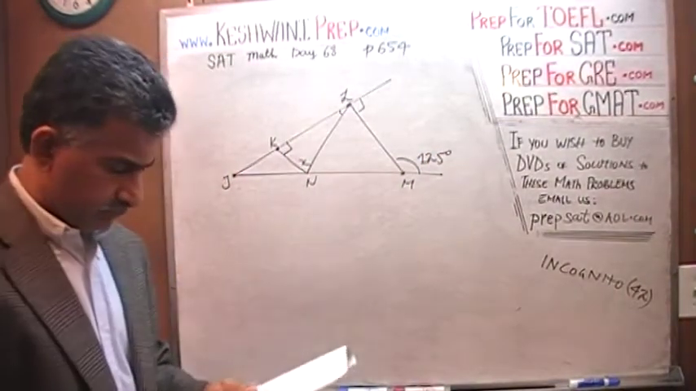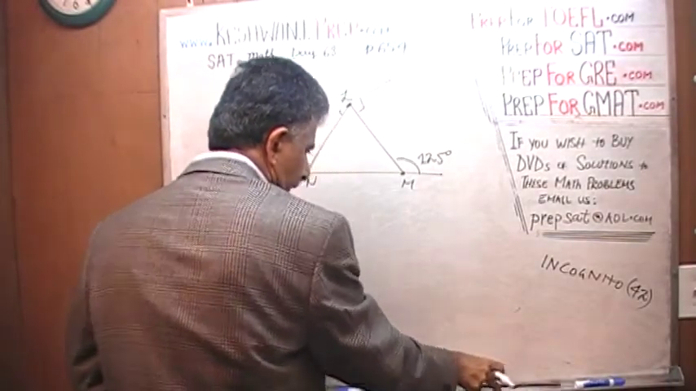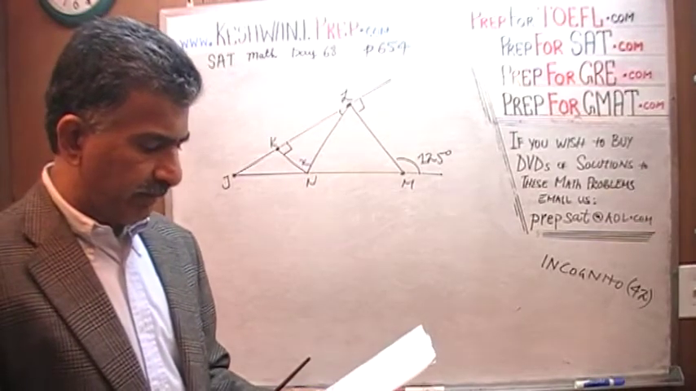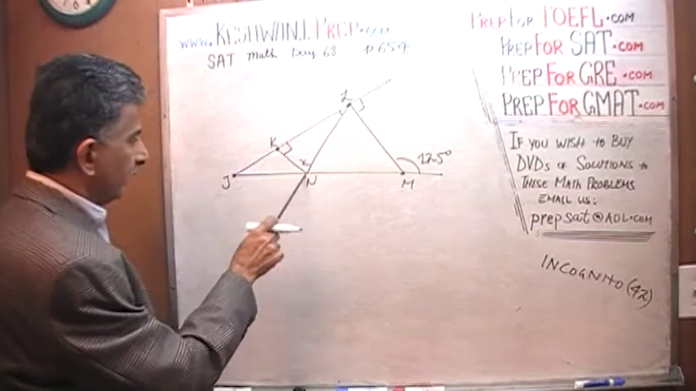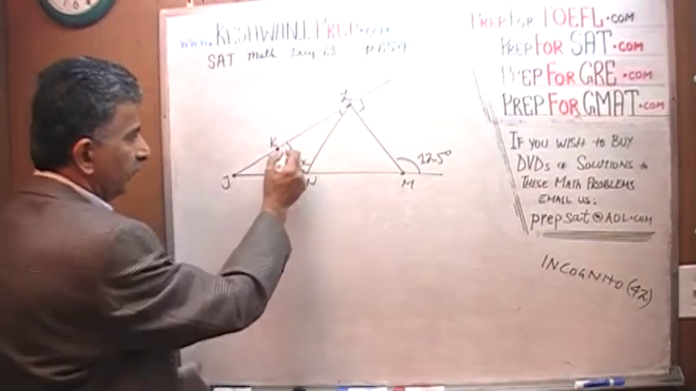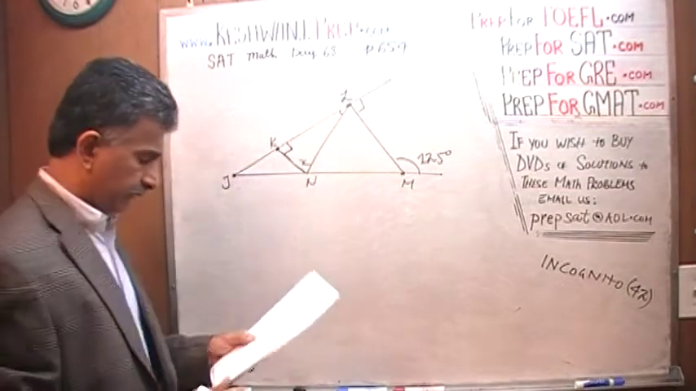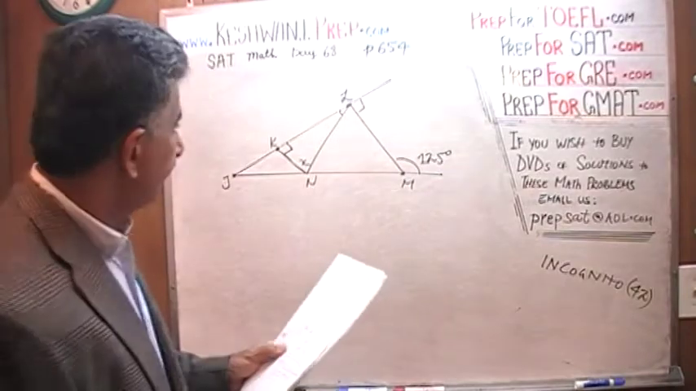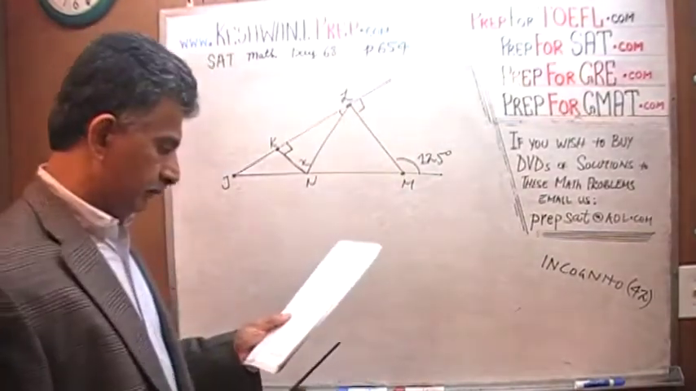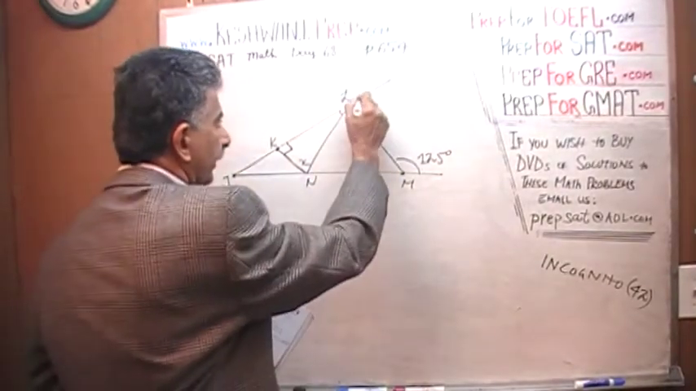What else do we know? Okay, let me get my pointer so that we can point to things as we speak. In the picture above, KN is perpendicular to JL. Right here, this line KN is perpendicular to JL. As you can see, it makes a 90 degree angle. Alright. LM, where is LM? LM is perpendicular to JL. They make a 90 degree angle right here.